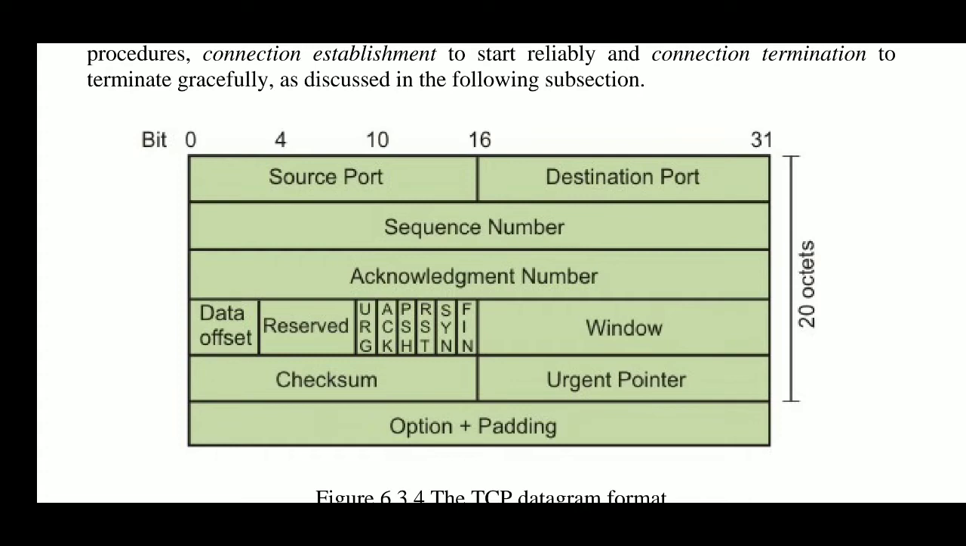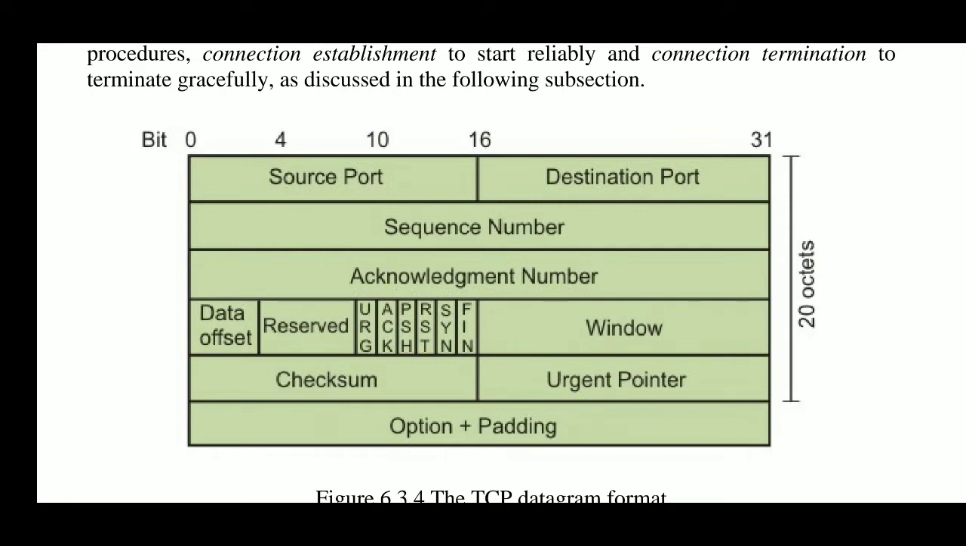Okay, so acknowledgement number, 32-bit, specifies the sequence number of the next octet that the receiver expects to receive. Then the HLEN 4-bit field specifies the number of 32-bit words present in the TCP header.